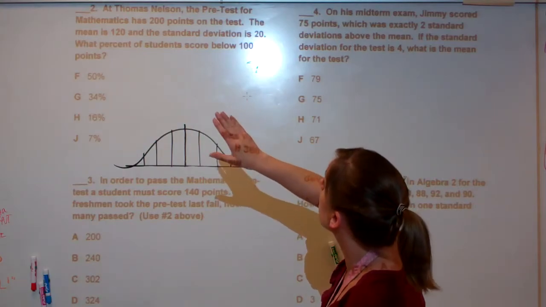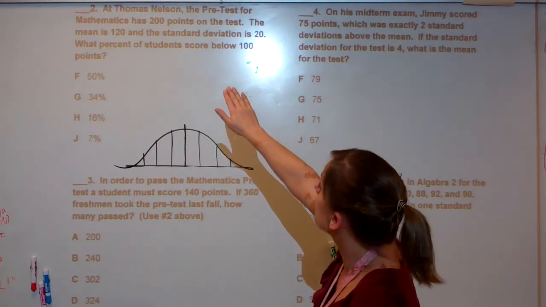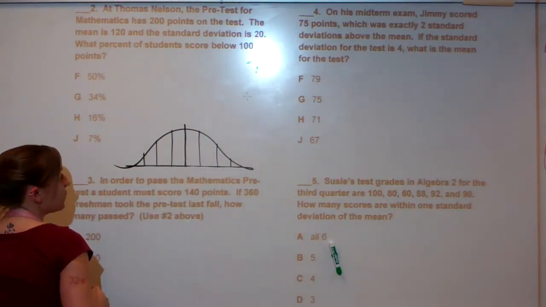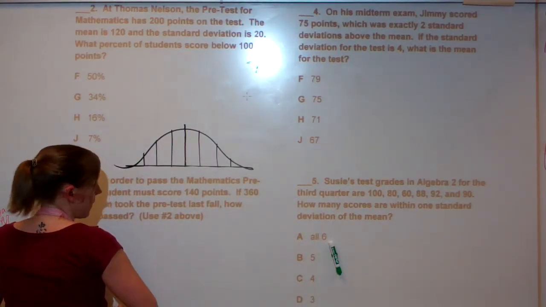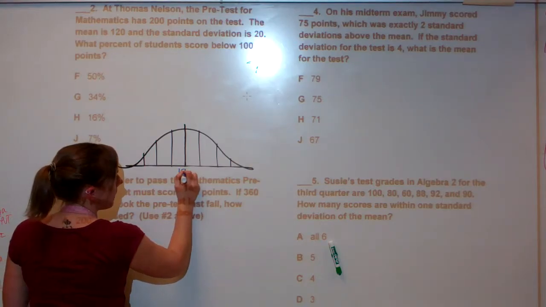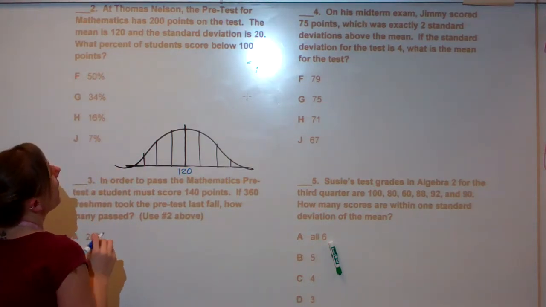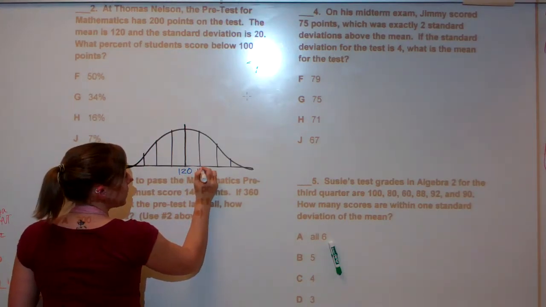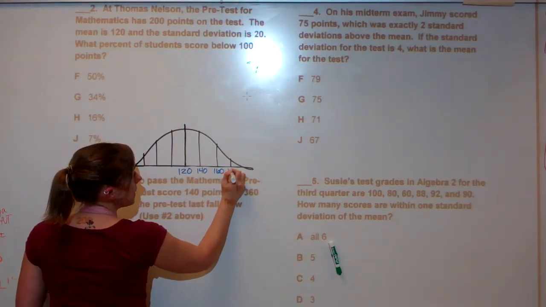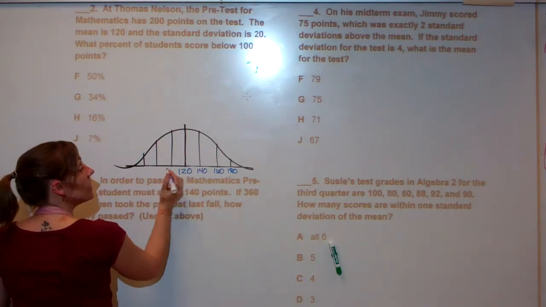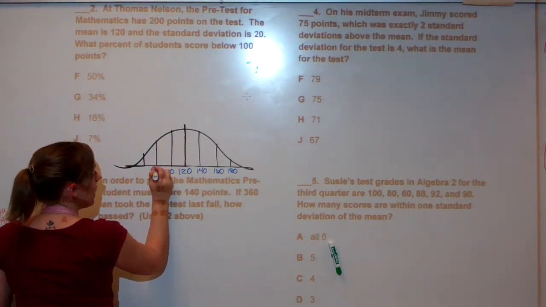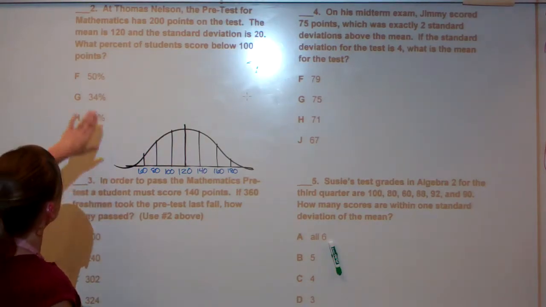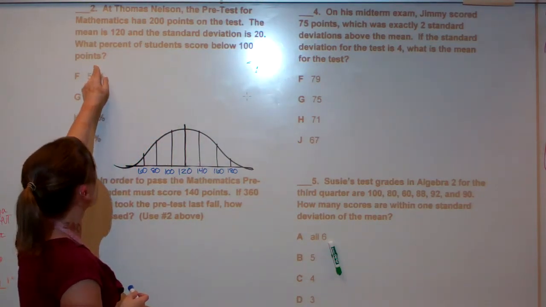So it says the mathematics test has 200 points on the test. The mean is 120. So remember, you have to know your bell curve, and you have to remember that the mean is that middle line, and the standard deviation is 20. So that means that it's going to go up by 20. So 140, 160, 180. And then it's going to go down by 20: 100, 80, and 60. Alright, so then it says what percent of the students score below 100?